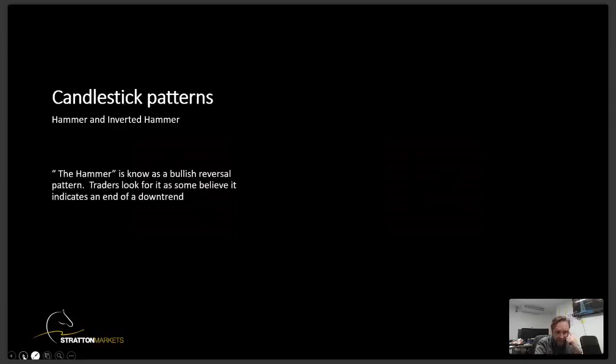Now, this is one pattern which you can potentially see, which could, again, potentially give you the heads up where an asset may go. And this is called the hammer and inverted hammer. The hammer is known as a bullish reversal pattern, and traders look for it, as some believe it indicates an end of a downtrend. And this is what a hammer looks like.